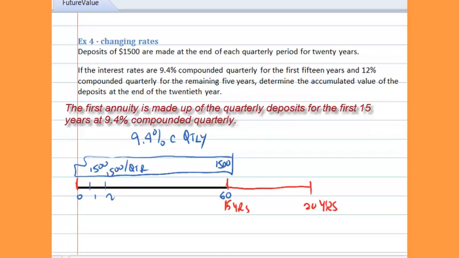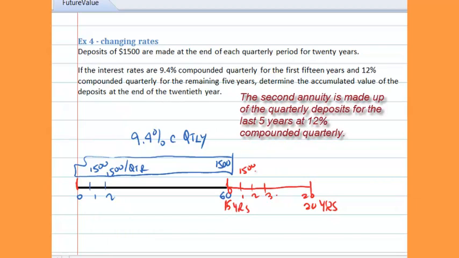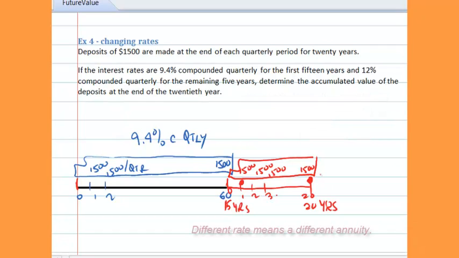Now the second portion, for the last 5 years, we've got again $1,500 deposits. So we've got 0, 1, 2, 3, but 5 years only. 5 times 4 is 20 quarterly deposits of $1,500, so $1,500 per quarter for a total of 5 years. So in this particular annuity, we have a total of N equal to 20 quarterly deposits, but the interest rate is different. The interest rate is 12% compounded quarterly.